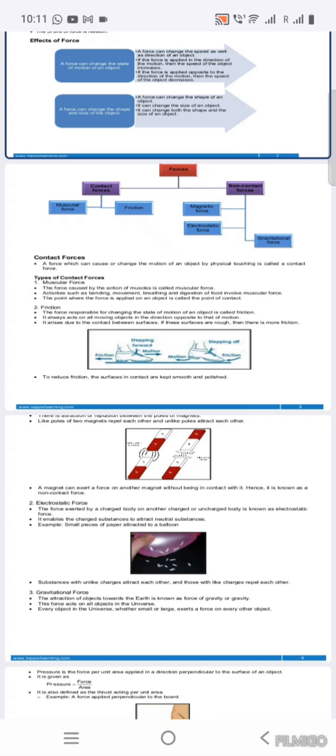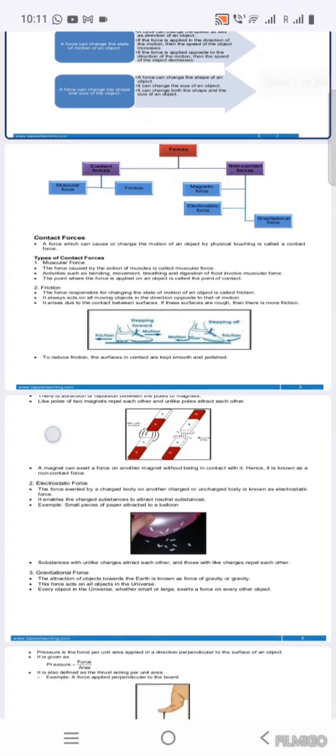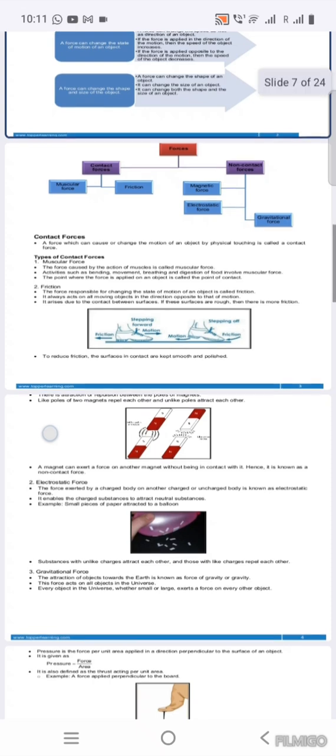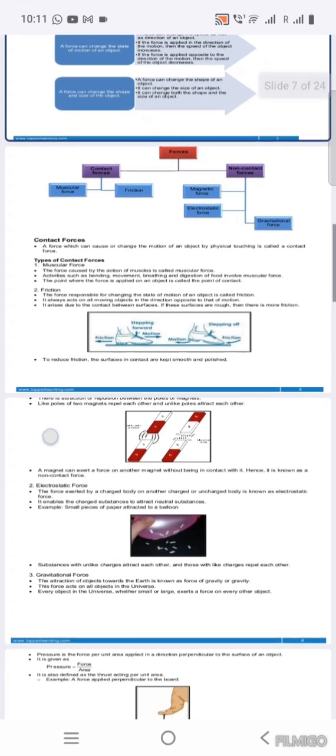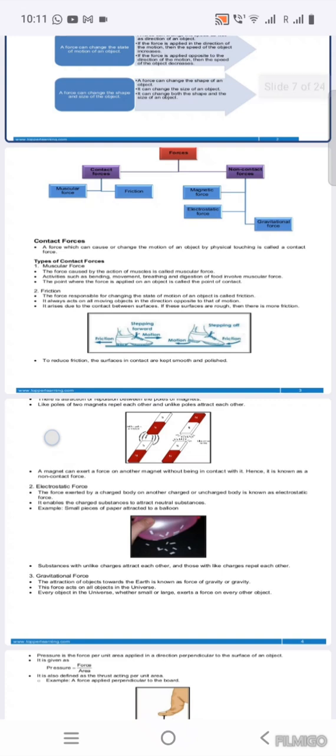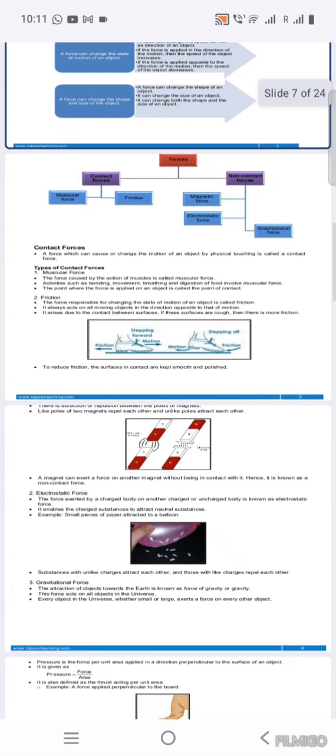Like muscular force, when we apply force on any body via our muscles, like drawing water from the well, dragging any block, or kicking the football. These are all examples of muscular force. Now another one is friction force. Here you can see this is muscular force, this is friction force.